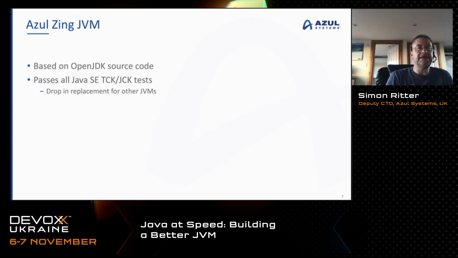Very importantly, it passes all of the Java SE TCK tests. It's about 150,000 tests for the JDK, and we pass all of those. So what you know is that it is a drop-in replacement for other JVMs. You can simply move your code without changing any of the code, without recompiling, just change the directory where you find your Java executable from, and everything will work functionally in exactly the same way. Clearly, it performs better, but functionally, it does exactly the same thing.